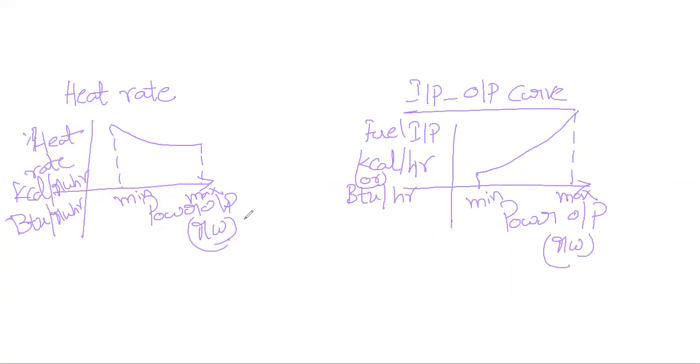The significance of the heat rate characteristic is that once it is known, the input output curve of the thermal plant can be drawn. Suppose the heat rate is H and the power output is P_Gi, then the fuel input equals the heat rate times the power output. So once the heat rate characteristic is known, the fuel input can also be calculated. Suppose the cost of fuel is K rupees per kilocalorie.